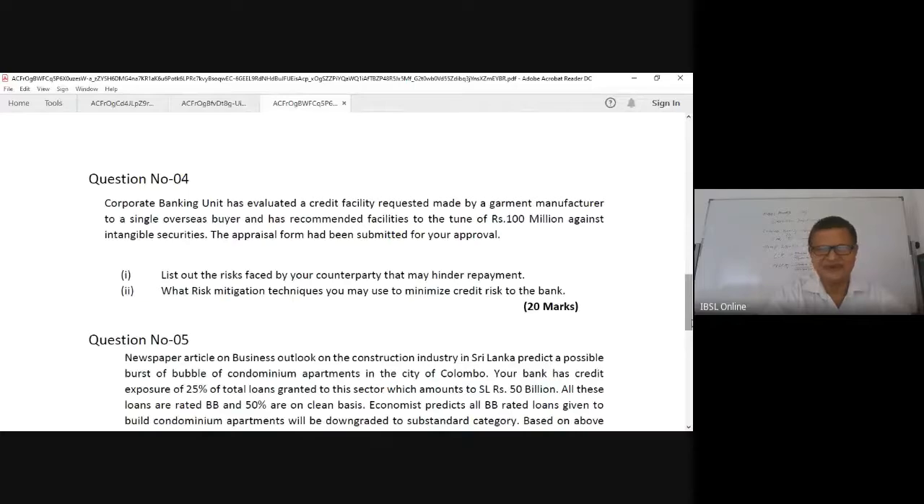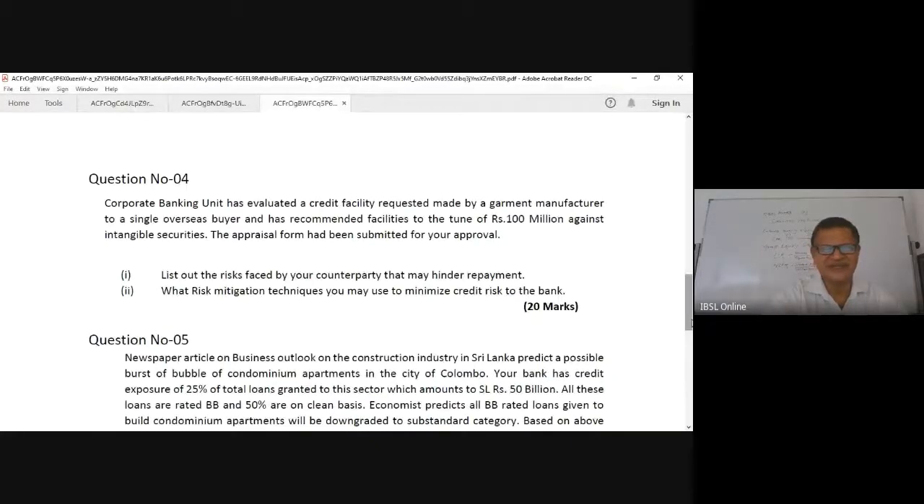The request was made by a garment manufacturer. Now they also identify what type of business this client is. And it says to a single overseas buyer. This is a very common thing in Sri Lanka because our garment manufacturers produce one type of garment, and that will be bought by one buyer overseas. As recommended, facilities to the tune of 100 million against intangible securities.